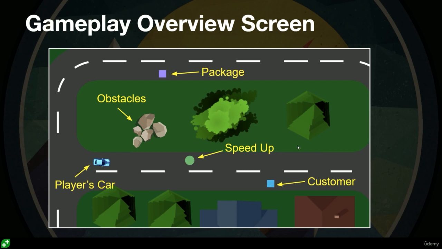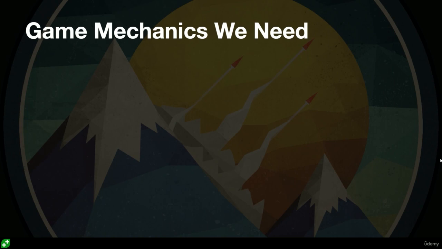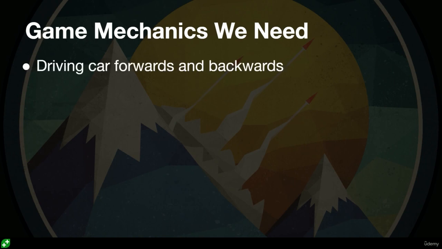And then we have the customer or some sort of delivery spot that we have to deliver the package to. We're not looking for something super sophisticated, just the general mechanic of you can drive, speed up, pick up things, bump into things, and deliver to the customer. Now, if we look at the game mechanics that we need to build, we need to start thinking about what are we programming? What do we have to create as developers? Well, we need to have our car driving forwards, and I'd also like to have it driving backwards.